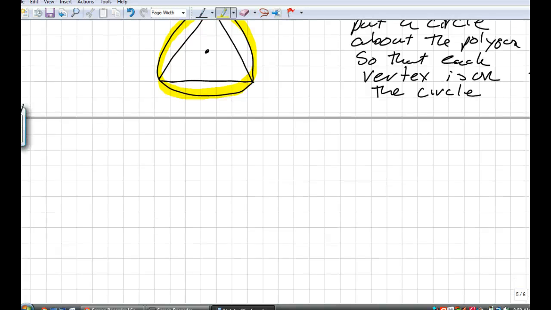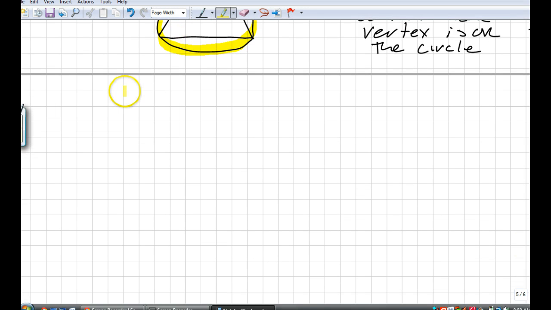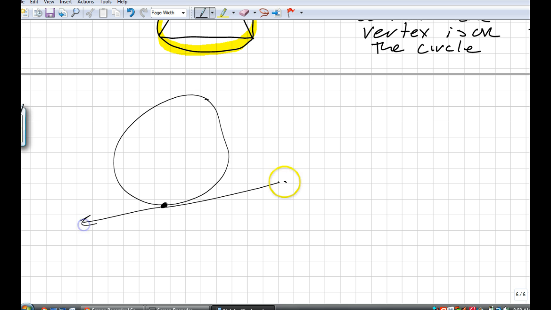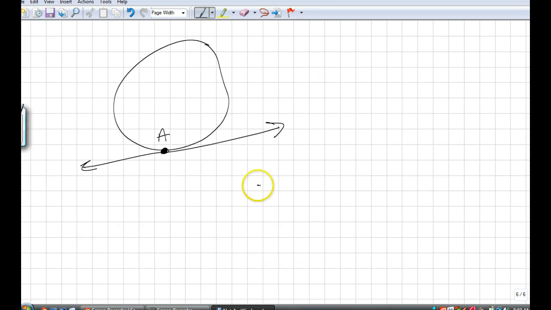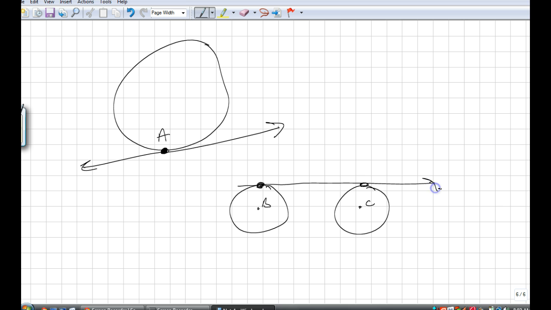Then we have the idea of tangent lines. Okay. So remember that a tangent line, we have a circle, and the tangent line and the circle share only one point, point A. Okay? And so we can have what are called externally tangent circles. So for instance, if I have two circles, circle B and circle C, then I can have a tangent line that's tangent to both circles. And we would say these are externally tangent.